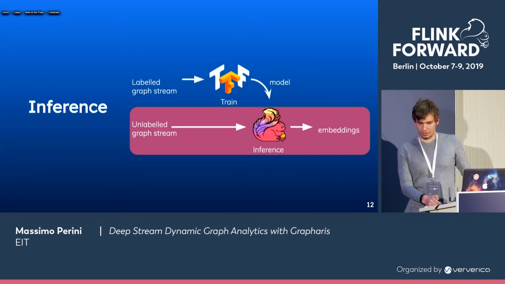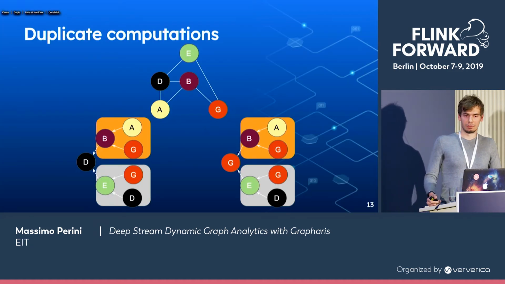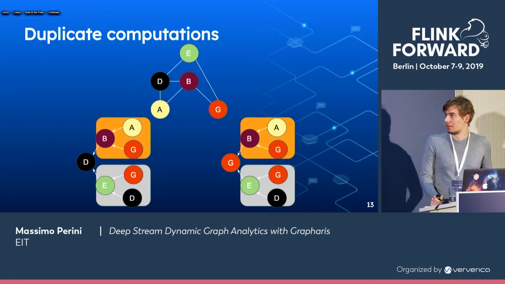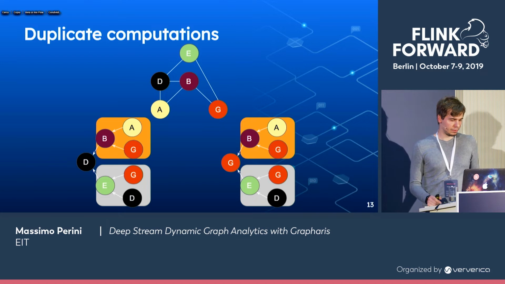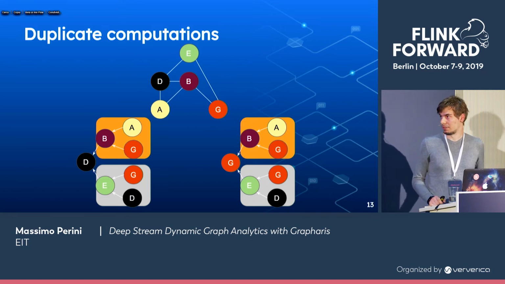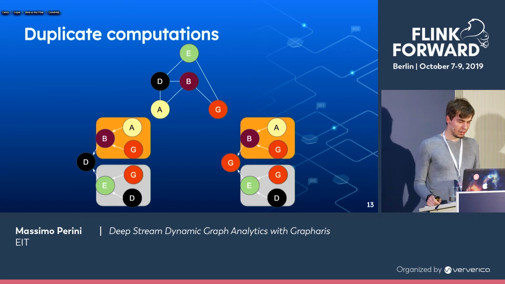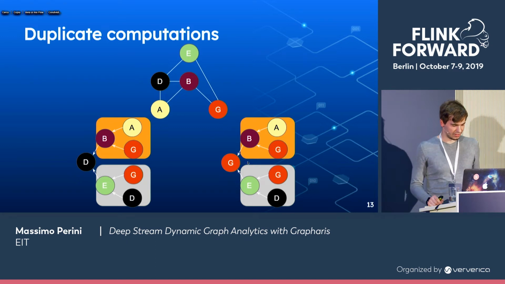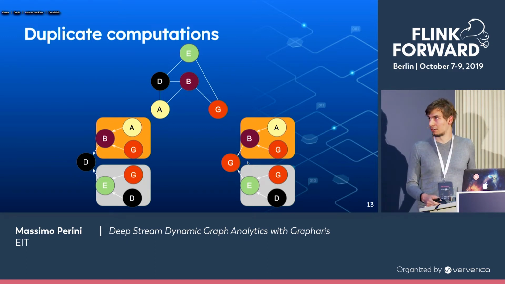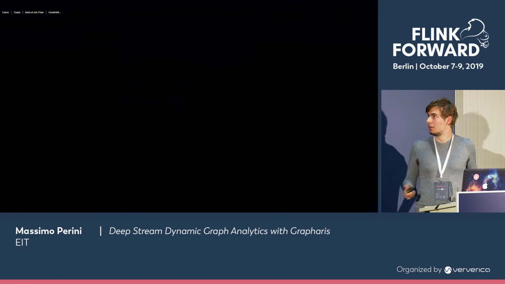Now let's talk about the inference part. Basically, here we have a model and we want to generate predictions in real time. First thing is that, as can be seen, there are multiple duplicate computations if we simply take random samples and we run the convolutions over them. Because, for example, in this case, vertex D and vertex G have many shared neighbors. So the computations are also shared, and we don't want to recompute them over and over and over.